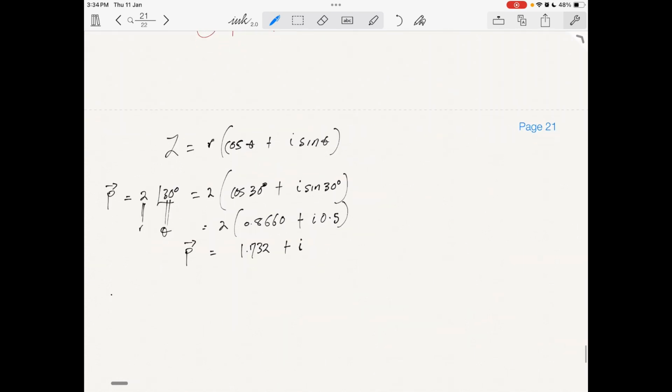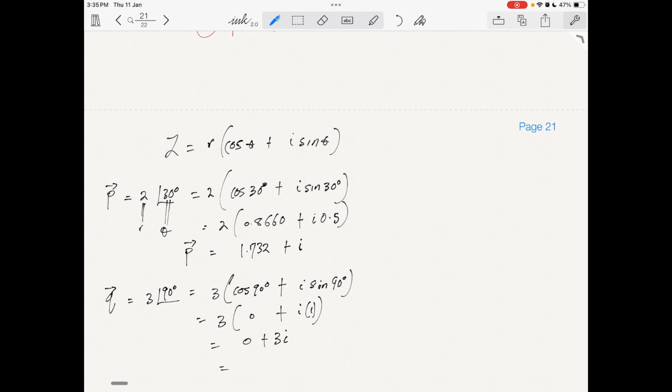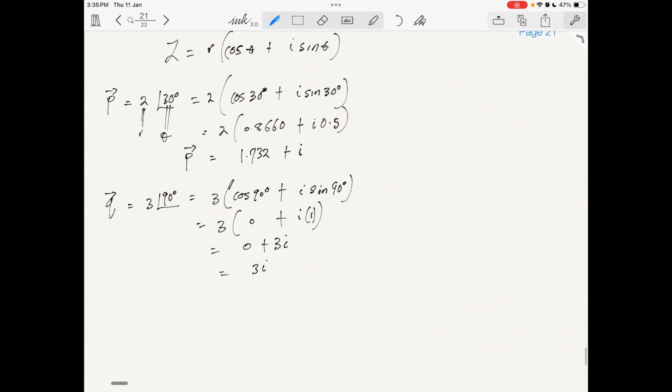We do the same thing for Q. Q is 3 argument 90 degrees. So this will give us 3 because our r is 3, and wherever we see theta, we put 90 degrees. Okay, so cos 90 degrees is 0 and sine 90 degrees is 1. So this will give us 0 plus 3i, which is equals to 3i. So this is Q.